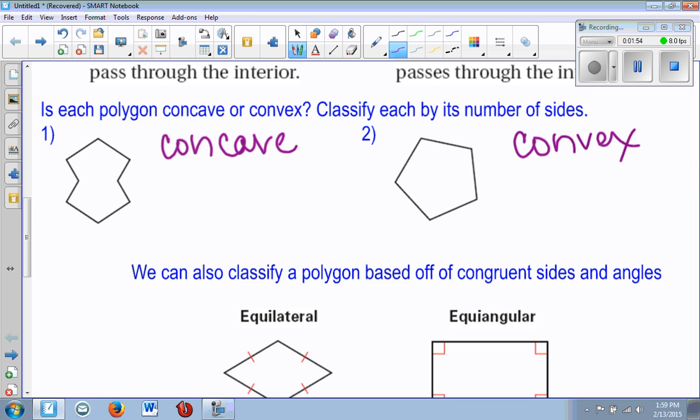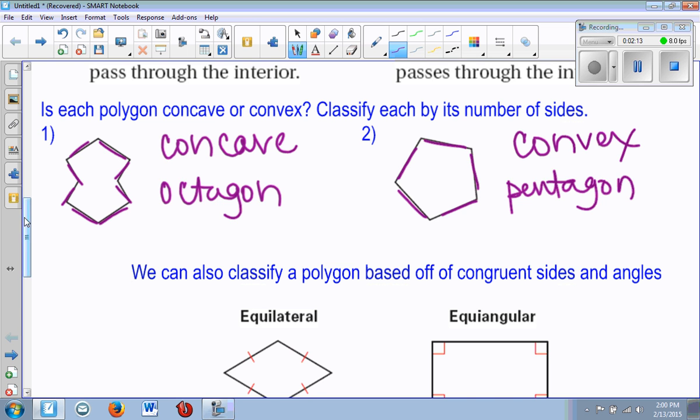Classifying by the number of sides, number 1 has 1, 2, 3, 4, 5, 6, 7, 8 sides. So this is called an octagon. In the second one, 1, 2, 3, 4, 5 sides. That is called a pentagon.